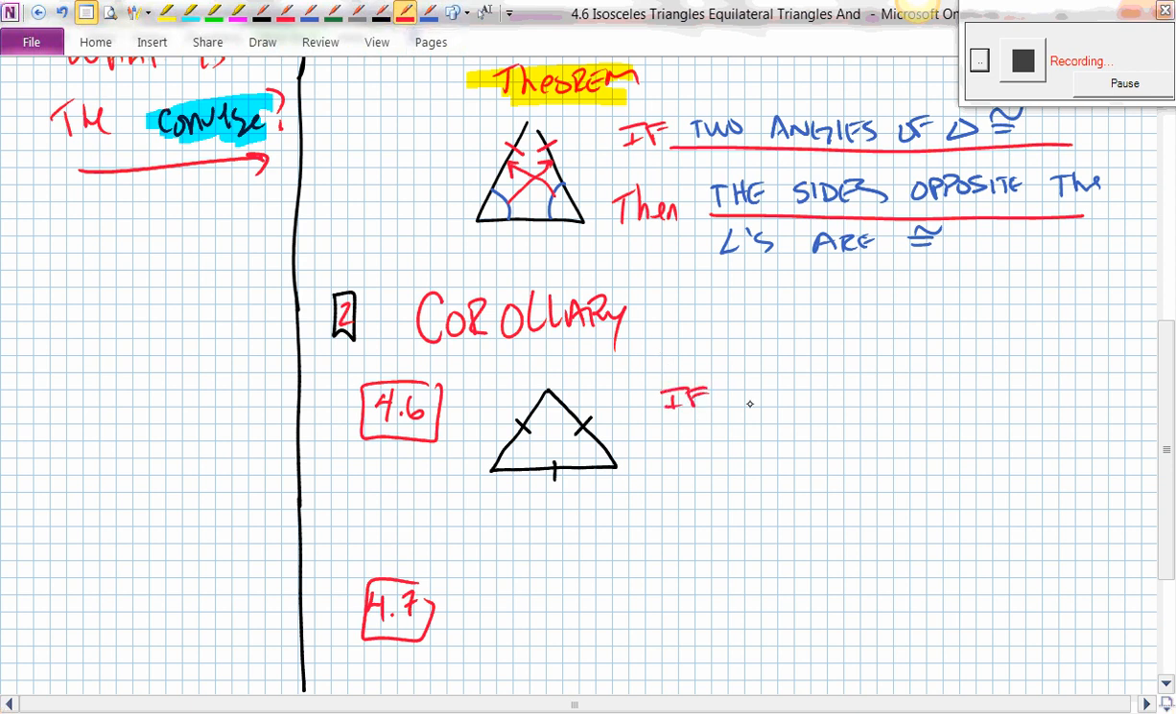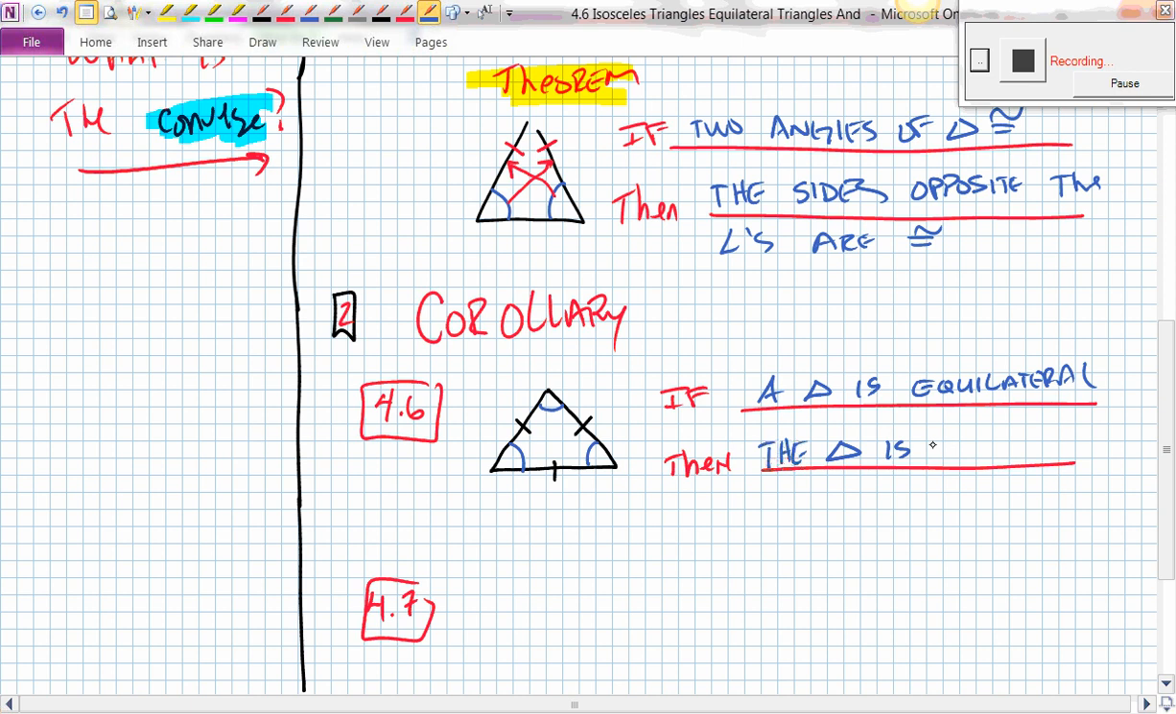These are also two if-then statements. Okay, so let me give you the first one. If a triangle is equilateral, E-Q-U-I, what do you think that says about all these angles inside here? They're all the same. Then the triangle is equiangular.